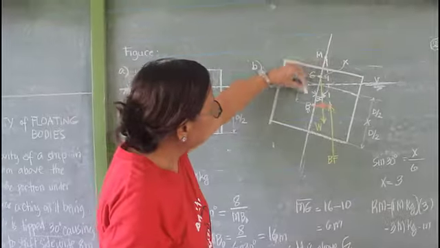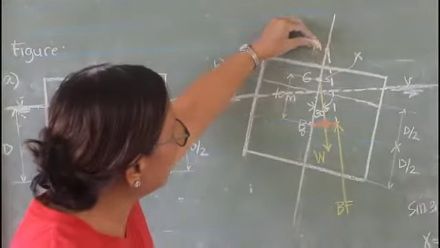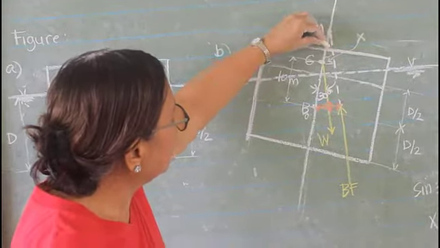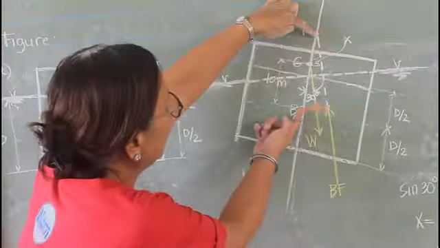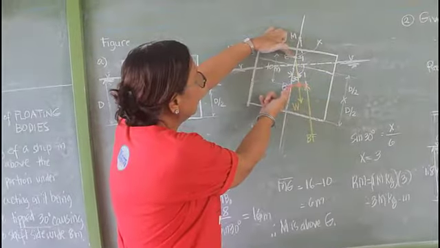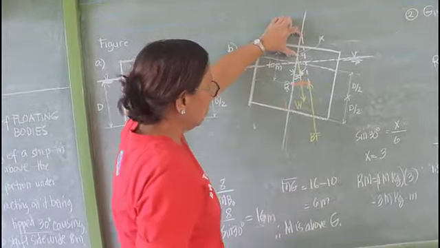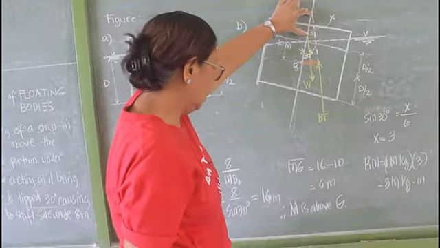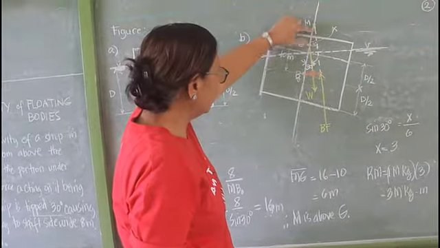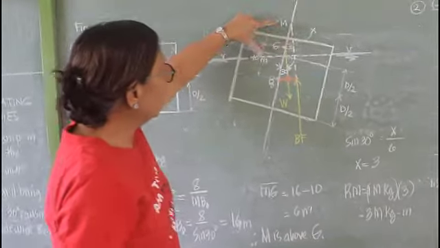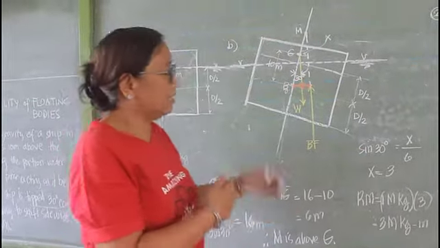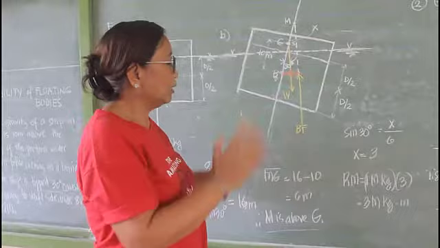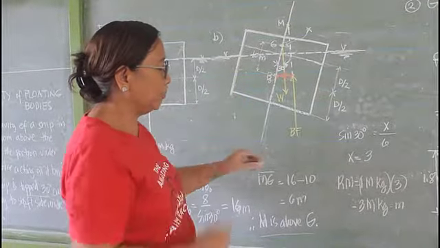So, in this case, sine of 30 degrees, so this is 30 degrees, okay? Sine of 30 degrees is opposite 8 over MBO. So, we get MBO, 16 meters. So, this is 16 meters. Now, the distance between the center of gravity and the center of buoyancy is 10. So, this will be 6. Okay? So, if this is 6 and this is 16, naturally M is higher than G. So, M is above G. And when that is so, it will produce a righting couple, a couple that will produce a righting moment.